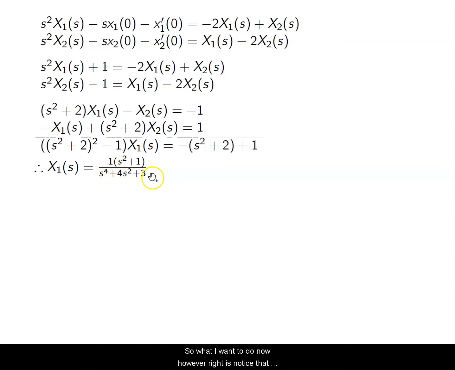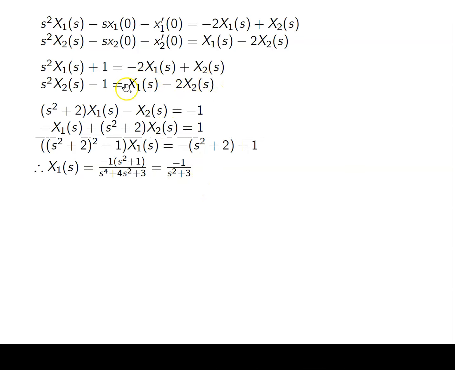What I want to do now, however, is notice that this is factorable. This is 3 and 1. So I have (s squared plus 3)(s squared plus 1). That s squared plus 1 cancels with the other s squared plus 1, and that negative is still there. So I have negative 1 over s squared plus 3 for x1 of s. Okay. Now that I have that, I can take that and plug it into one of these equations that I have here for x1 and find x2.